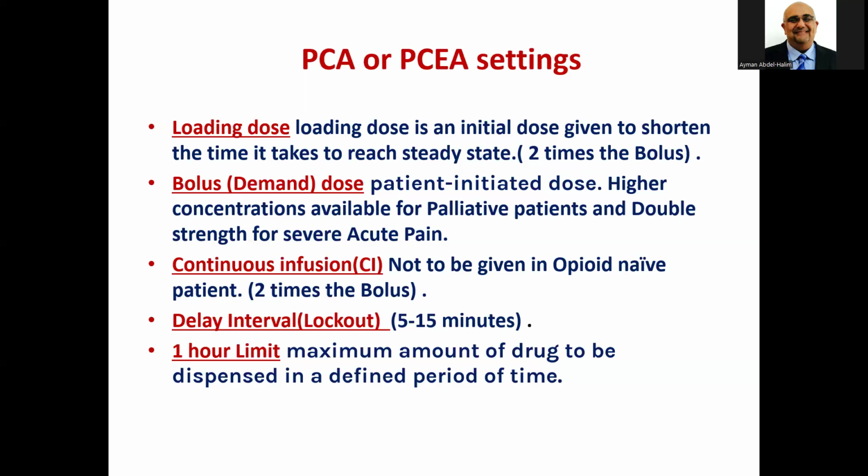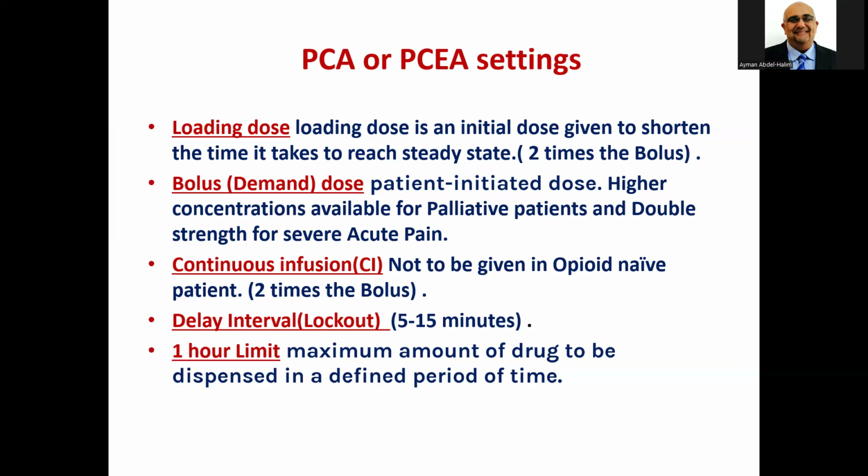Bolus dose is the most important, of course, is the patient-initiated dose, and higher concentrations are available for palliative patients and double strength for severe acute pain. Continuous infusion is not to be given in opioid naive patients usually, but if the patient is opioid tolerant, we're going to talk about this later on in the presentation.